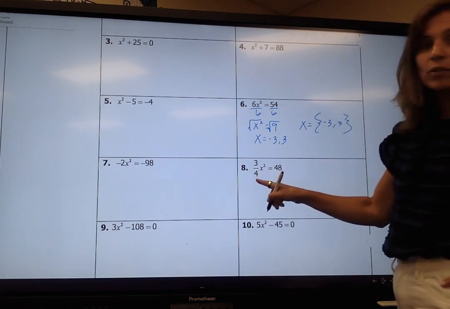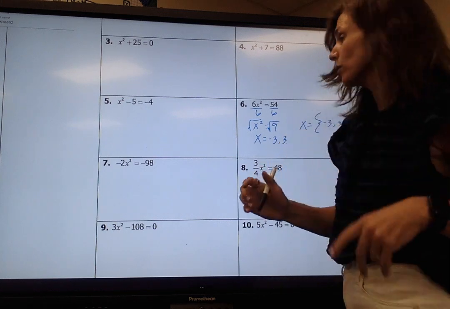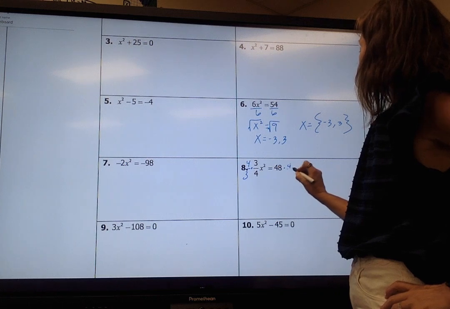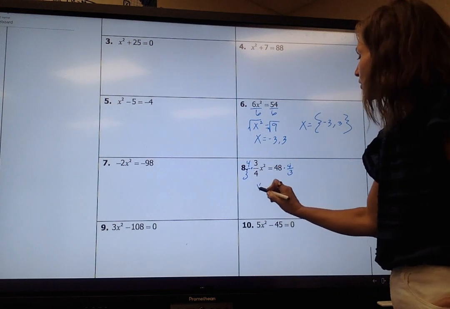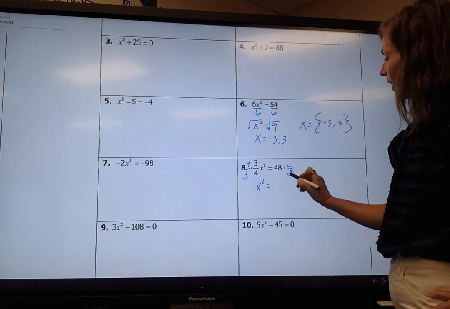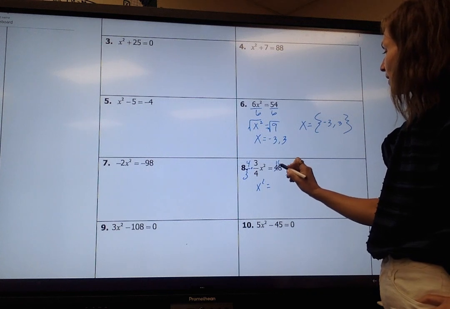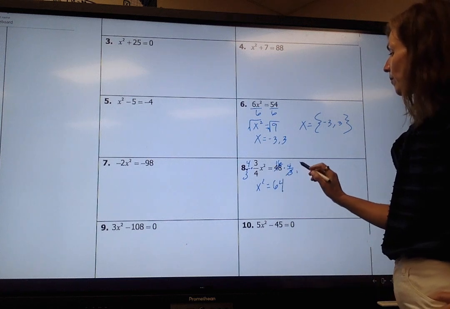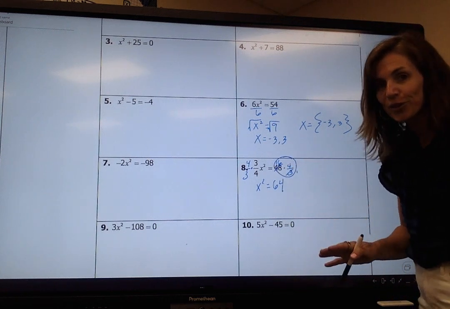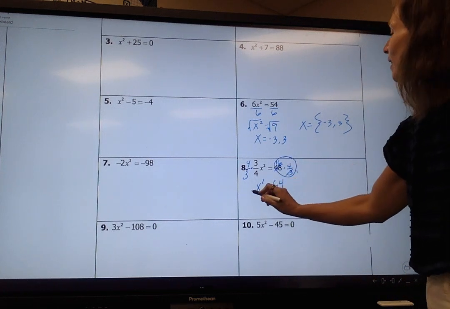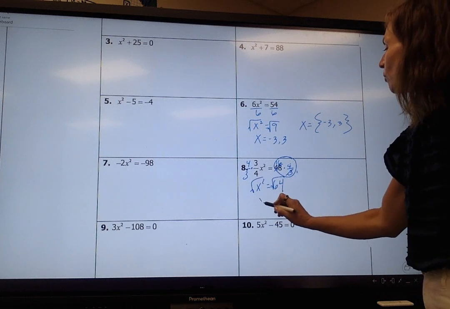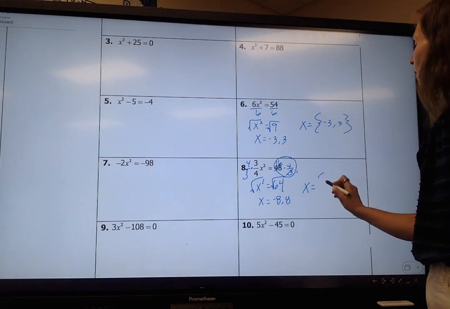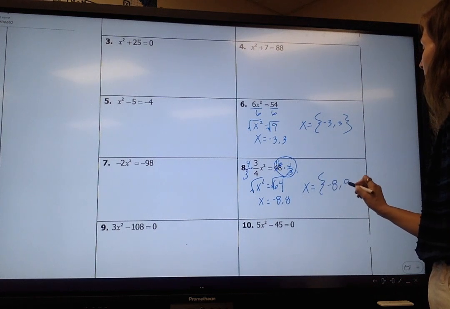So remember, to get x squared by itself, I take the multiplicative inverse. So I'm going to multiply both sides by 4/3. Whatever you do to one side, you do to the other side. And I get x squared. 3 and 48 can cross-reduce to 16. 16 times 4 is 64. So we did this a lot last year. I'm sure you don't need a refresher. And then we take the square root of both sides, which is x equals negative 8 and positive 8. Don't forget, brackets, least to greatest.